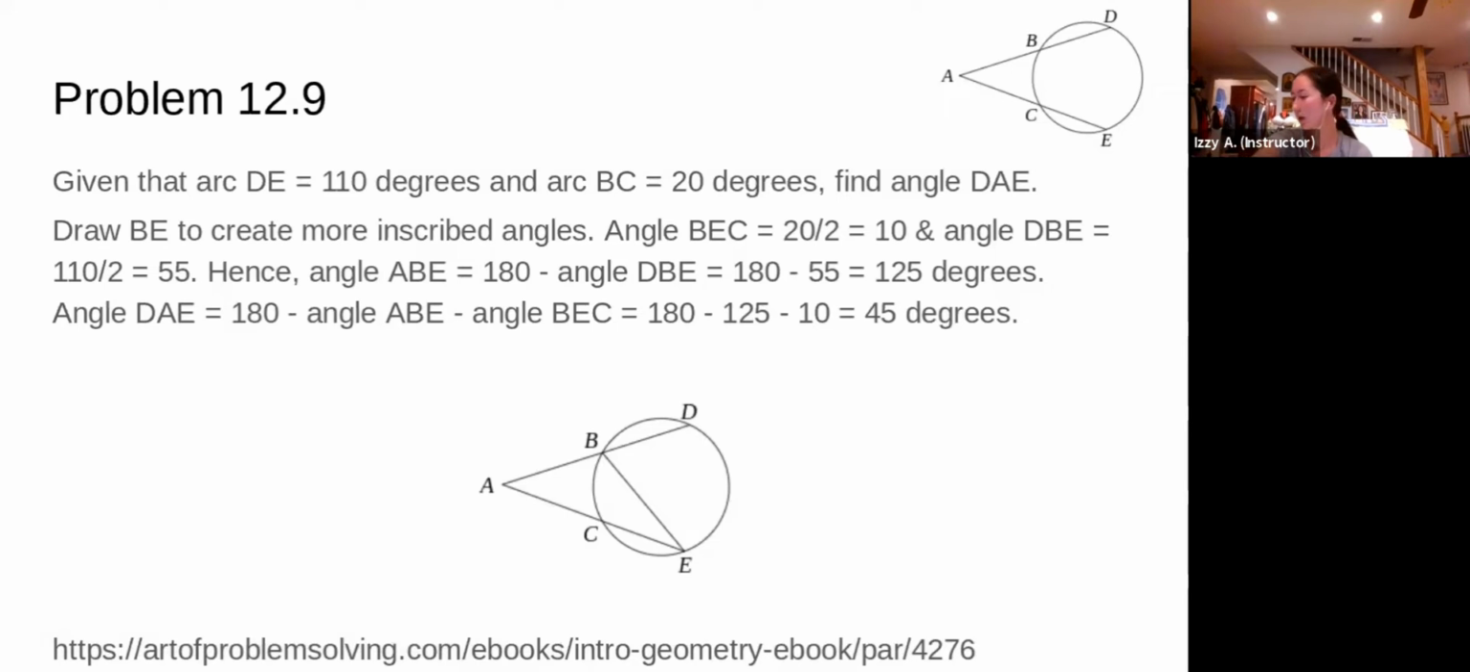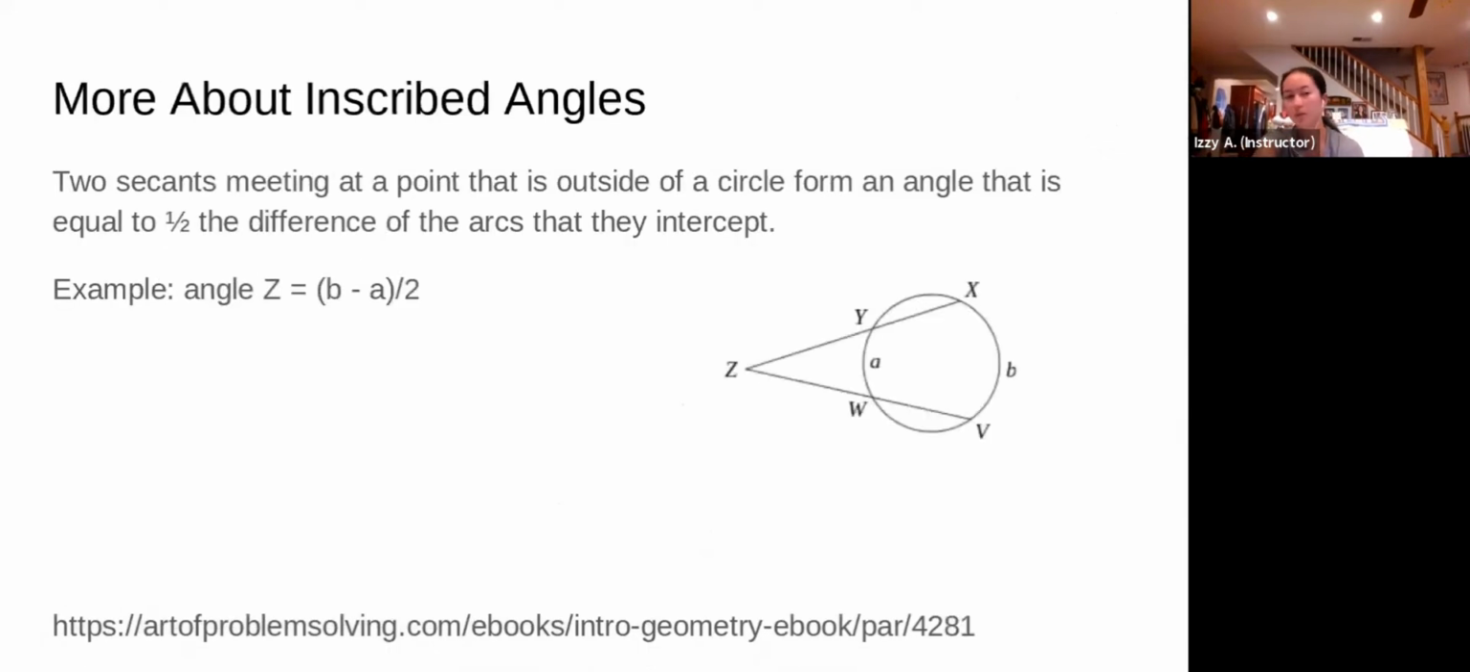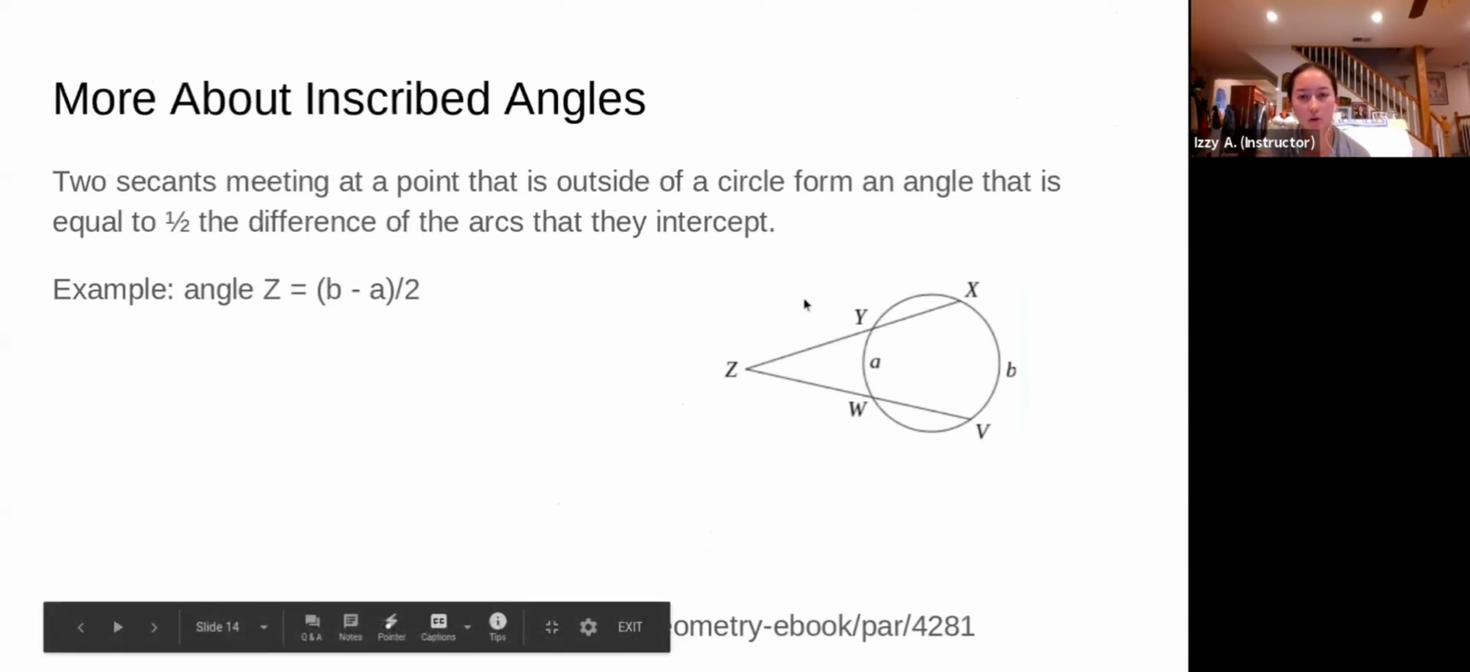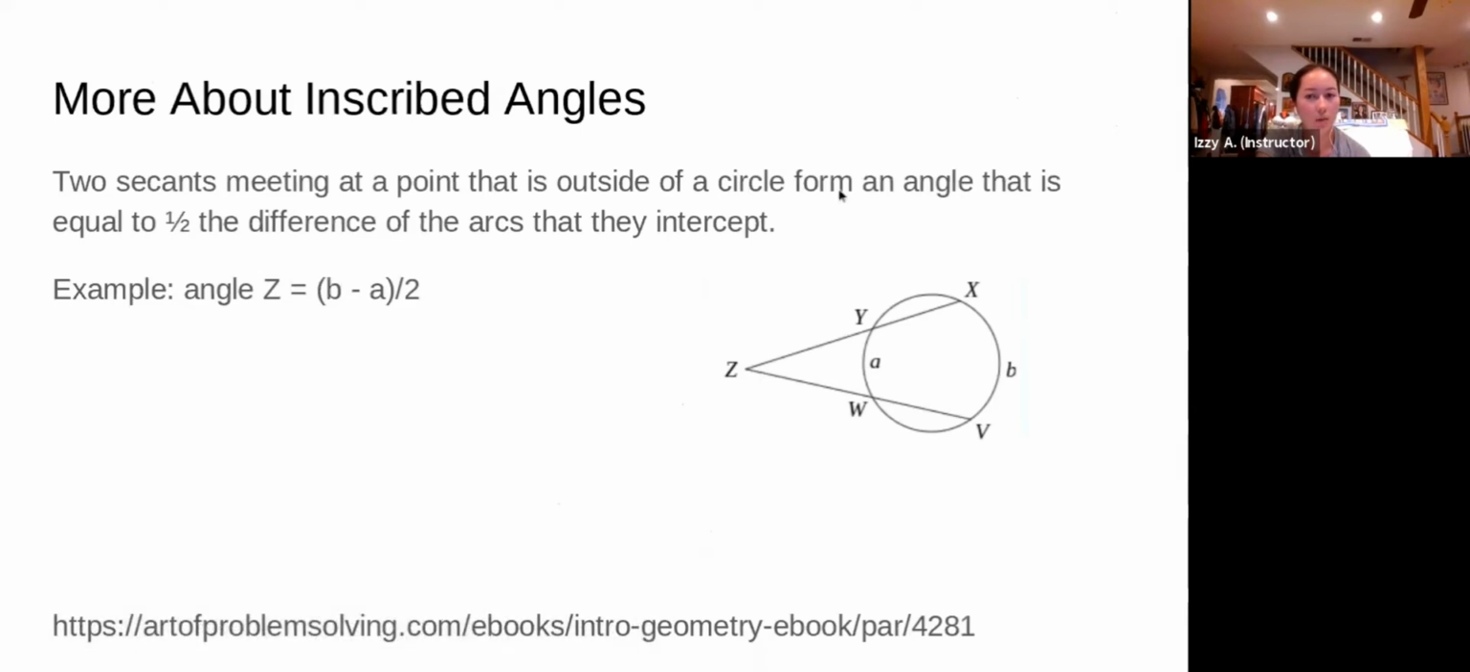Okay, I'll go ahead and move to the next problem. So this is more information about inscribed angles. Two secants meeting at a point that is outside of a circle form an angle that is equal to 1/2 the difference of the arcs that they intercept.